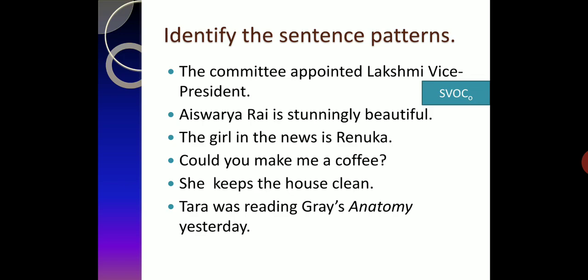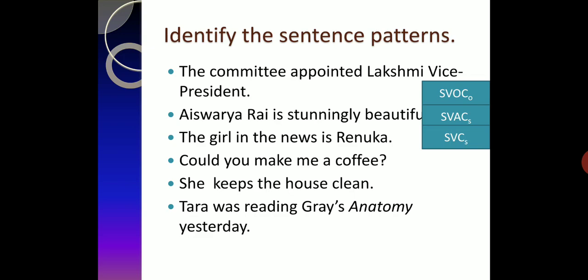Aishwarya Rai is stunningly beautiful. Don't look at this as an opinion, this is only a sentence. So it is subject, verb, and it is a subject complement. Stunningly may be looked upon as an adjunct. The girl in the news is Renuka, which is a subject in here. Now, maybe you are aware that a subject can be a simple subject as well as a complex subject, a compound subject. So, the girl in the news is a subject in the sentence, is the verb, and the other one is the subject complement. So, the sentence pattern is S, V, and C, which is a subject complement.